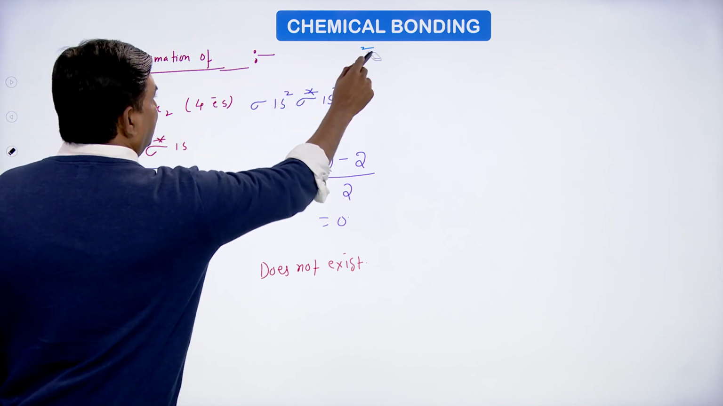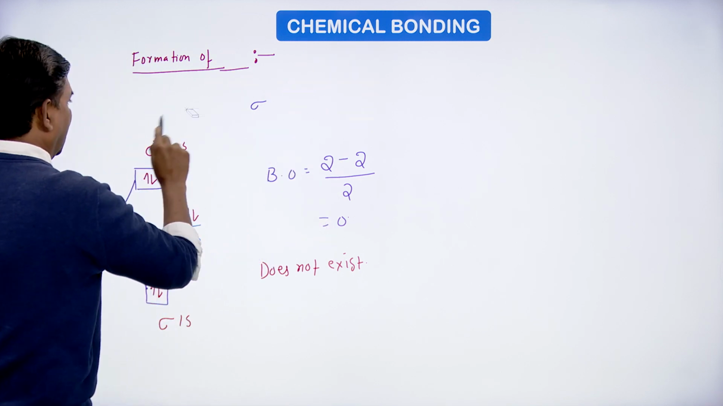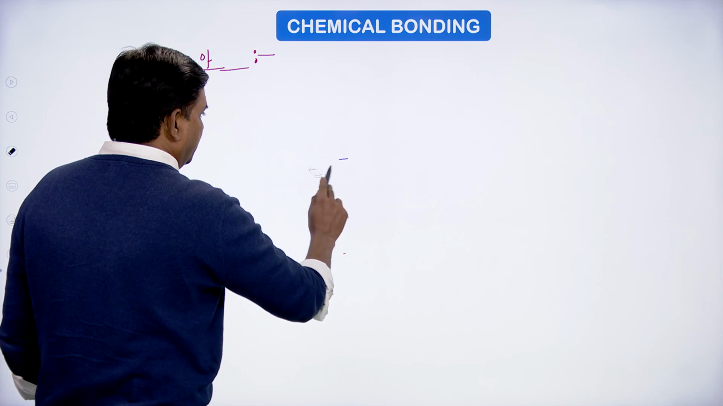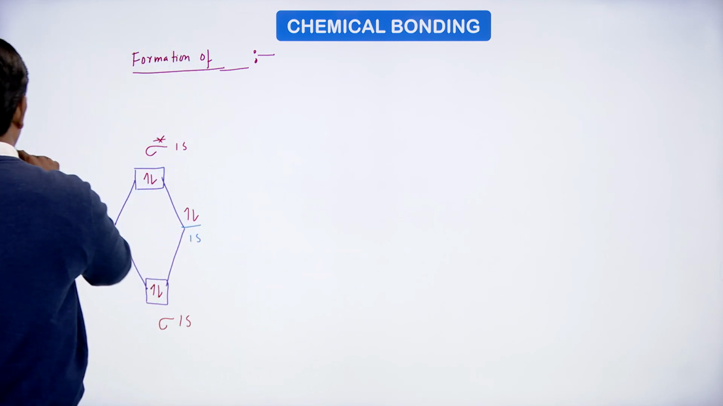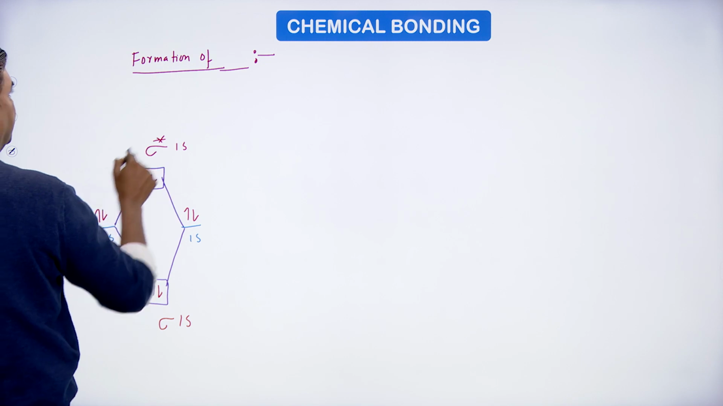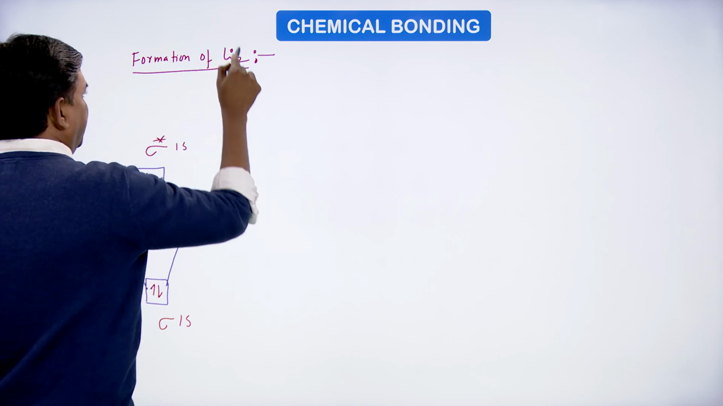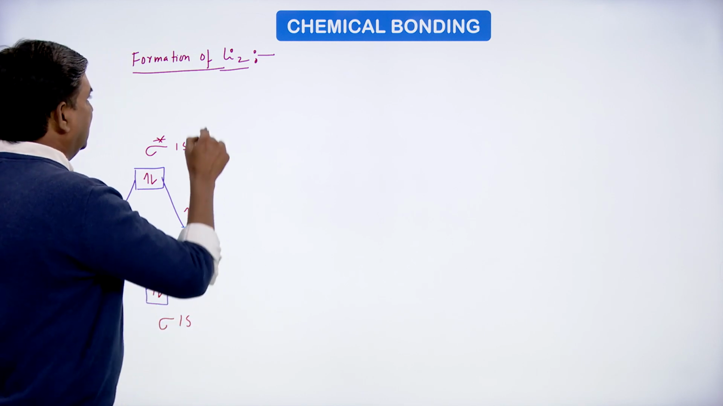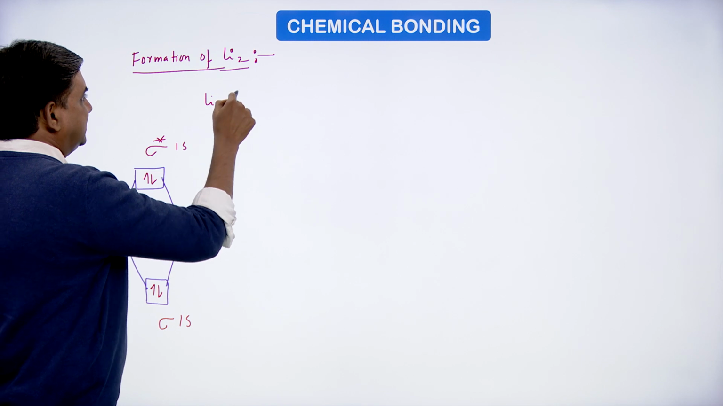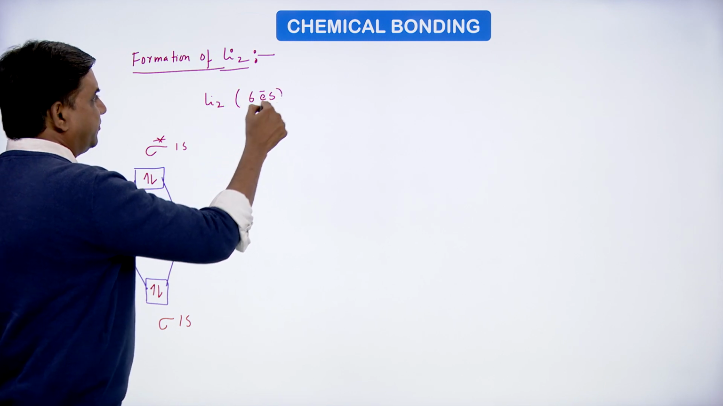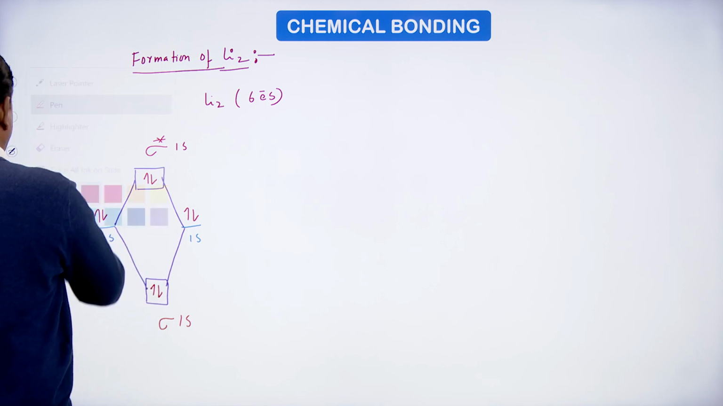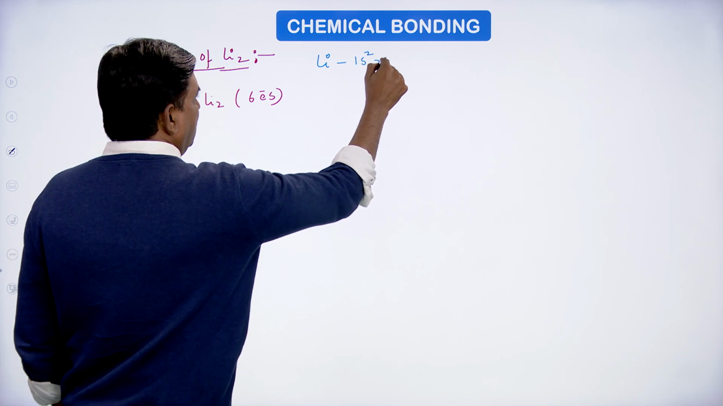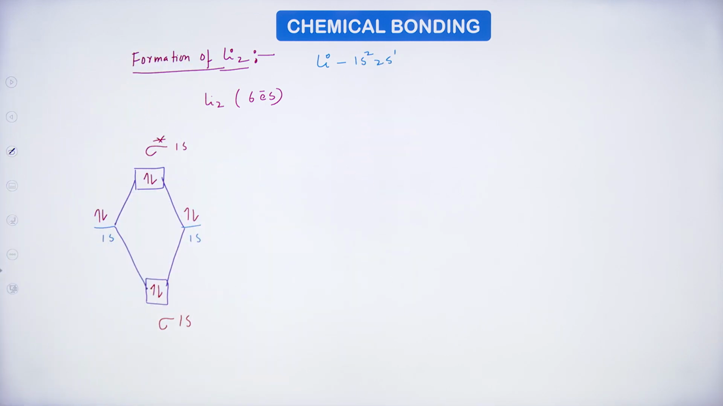Now the next one is the formation of Li2, students. Formation of Li2, the lithium 2 molecule. Li2 means lithium 2 contains 6 electrons. One lithium is 1s2 2s1.